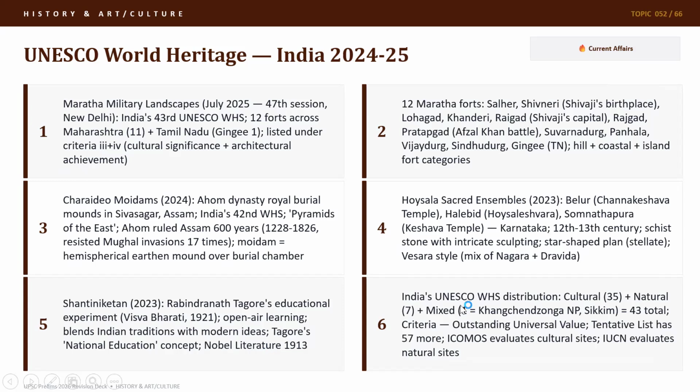India's UNESCO World Heritage Site contribution: we have 35 cultural sites, 7 natural sites, and 1 mixed site. What is a mixed site? We have Kanchenjunga National Park in Sikkim, which is a mixed site of natural and cultural.